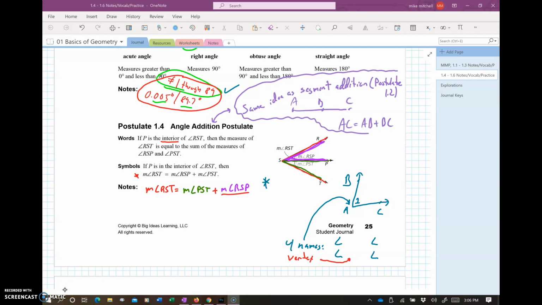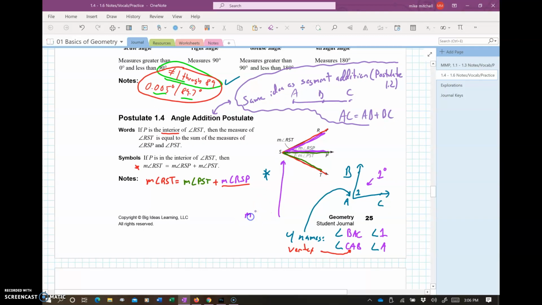Now that you've paused it, you have angle BAC, angle CAB. I could call it angle 1. I could call it angle A. Notice this is angle 1. If it was 1 degree, we'd put the degree symbol on it. If it's just a number, it means the angle down there. I can't call this angle S because there's more than one angle up here. We can't call this angle S because you can see I got that red angle, the purple angle, the green angle, all have S for a vertex.